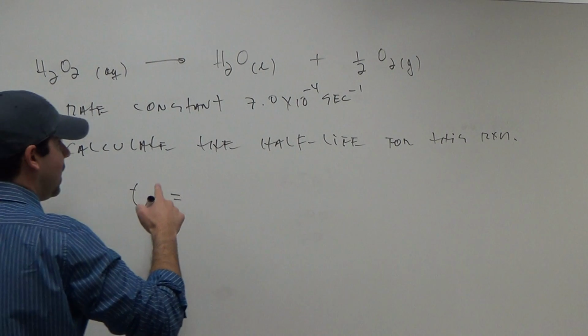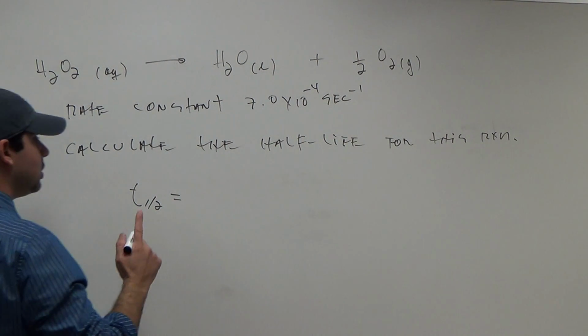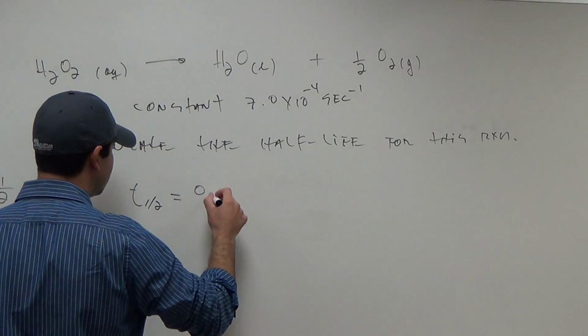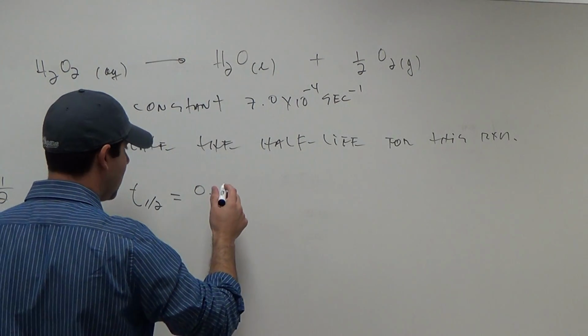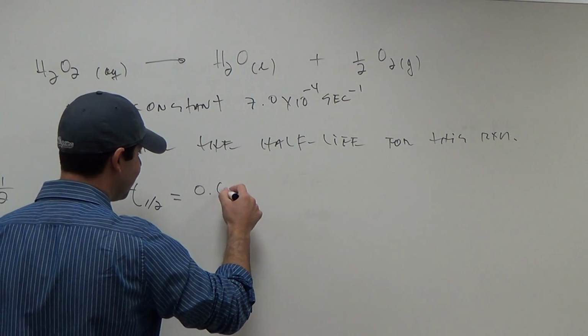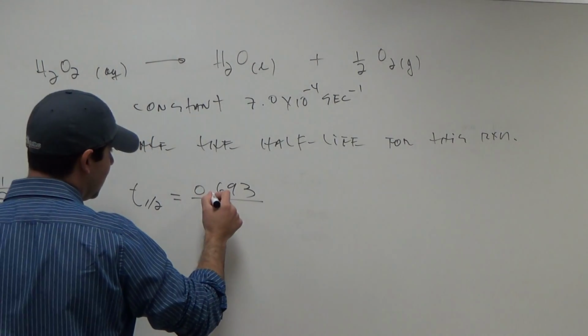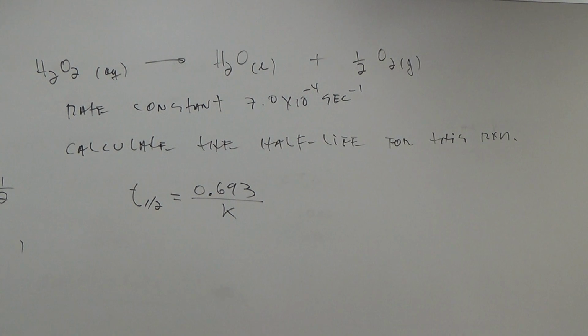And what order is this? This is first order. First order has the unforgettable half-life. What is it? Our favorite number, 0.693 divided by k. It is always divided by k, yes?